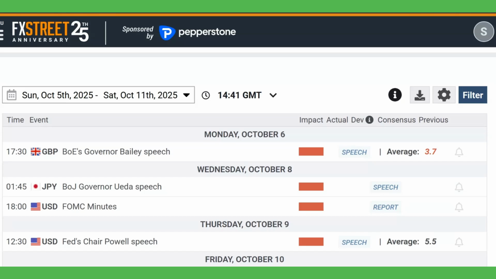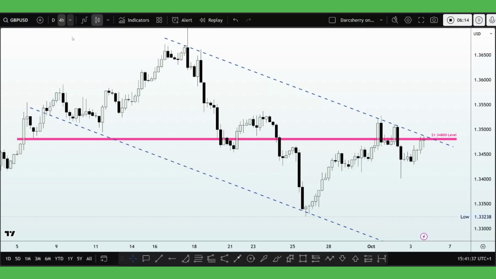And with US events also lined up later in the week, I'm keeping my buyers cautious. So for me, the descending channel remains the guide until buyers show real strength outside of it. It's also important to know that levels around the 1.35 can really get crowded. So I will be keeping positions light until the structure proves itself.